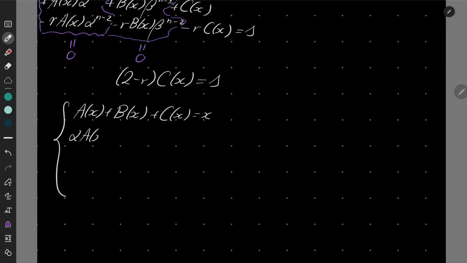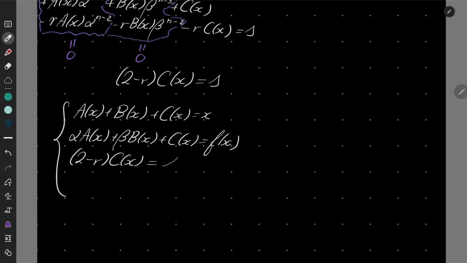Alpha a plus beta b plus c equals f of x. And finally, 2 minus r c of x equals s. And from these equations, you can get a, b, and c. And now, here comes the most important observation of the entire reasoning.